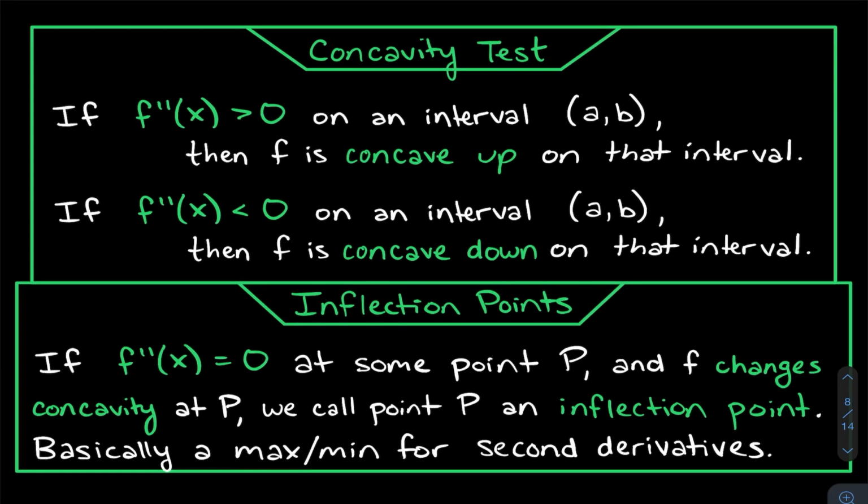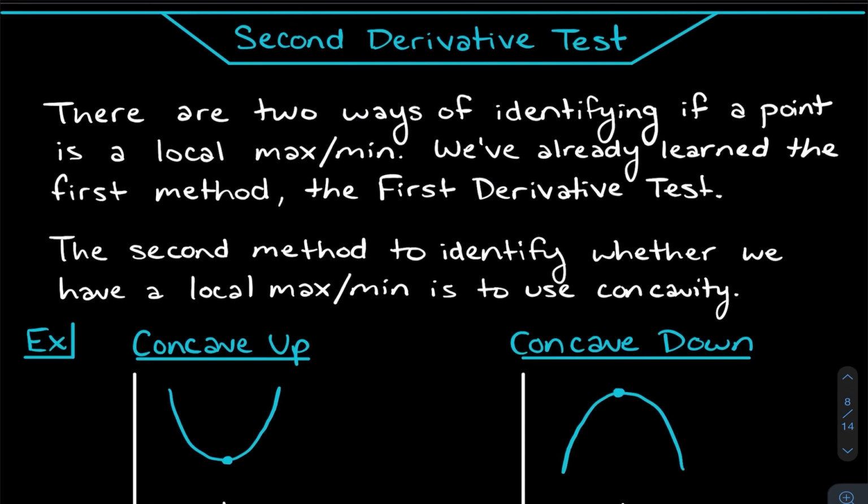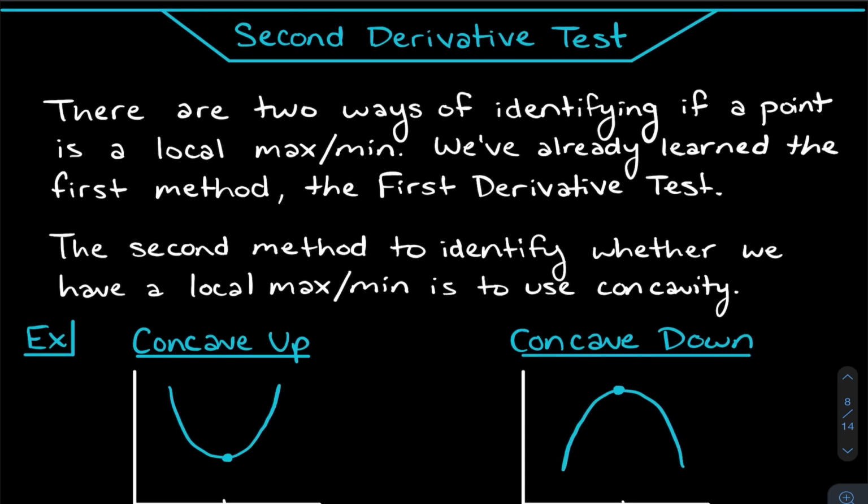So that is it for that section. Now we're going to move on to the second derivative test. And this is another way of finding your local max and mins. Okay? It might seem like, oh, since the first derivative test was for your max and mins, the second derivative test would be for your inflection points, right? The second derivative equivalent of a max or a min. But no, that's not what the second derivative test does. It's another way of finding your max or mins.